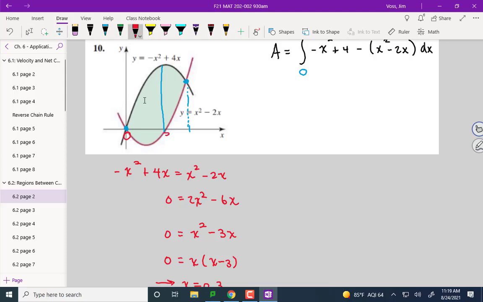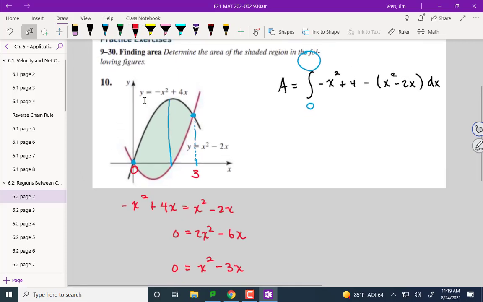So there's 0, there's 3. 3 is right over here. 3 is right there. So that's going to go in up here, and then we should be good to go.